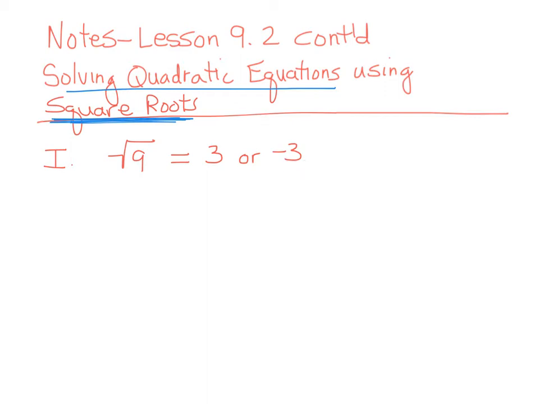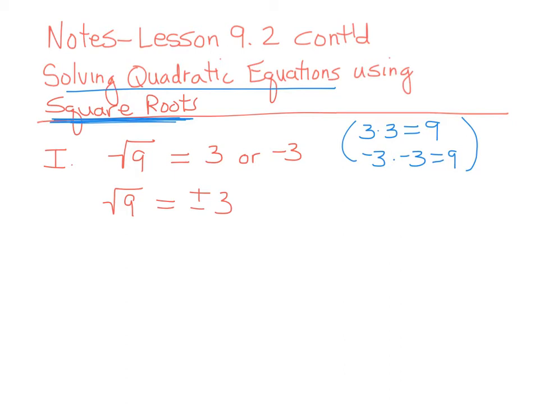So I'll just prove that over here. Because 3 times 3 will equal 9. And negative 3 times negative 3 will also equal 9. So how they write that is that the square root of 9 could equal plus or minus 3.